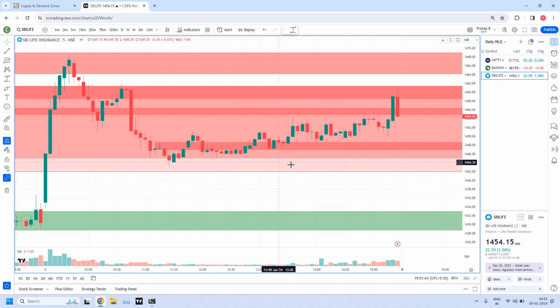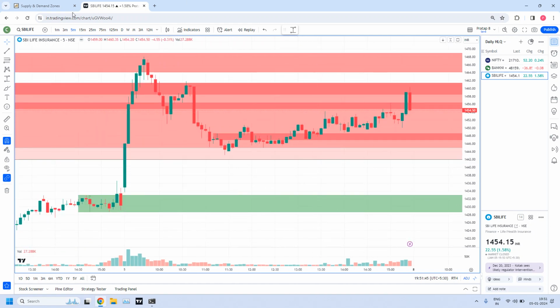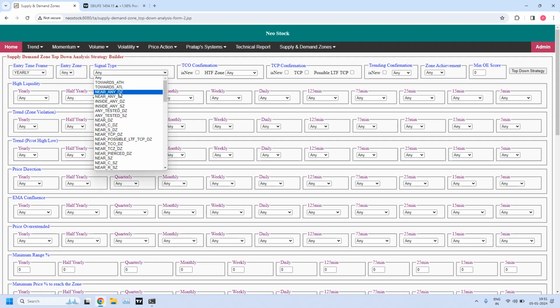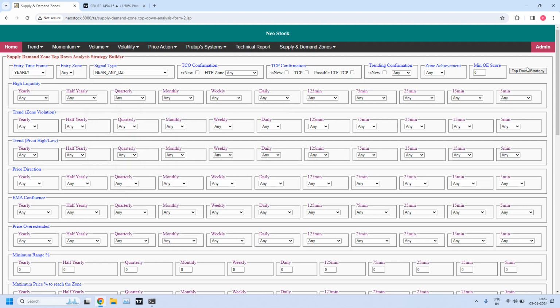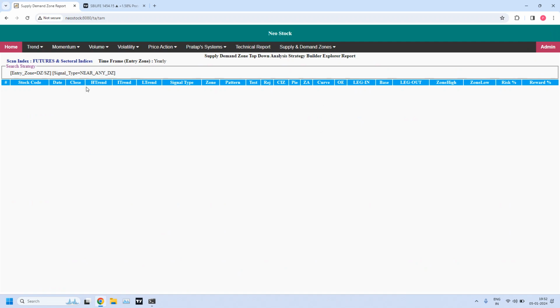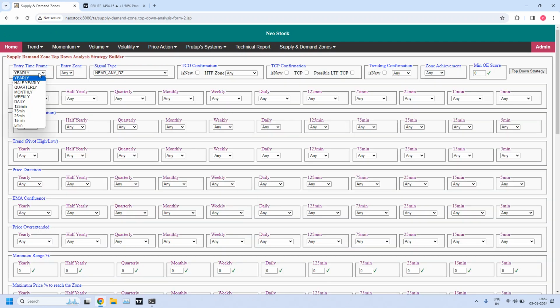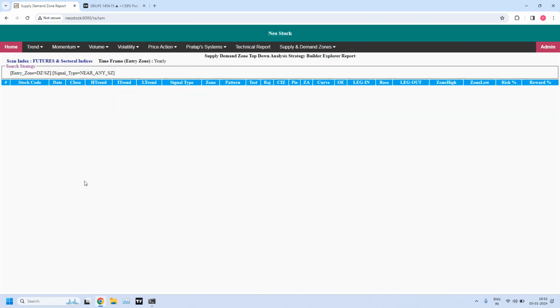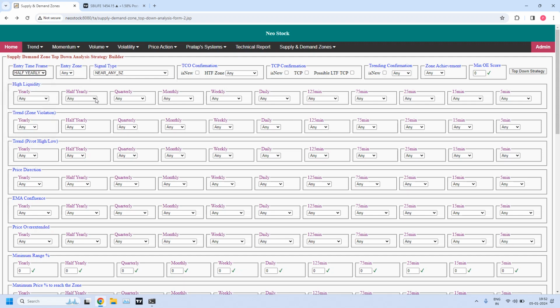Now, let us generate demand and supply zones for all the time frames, starting from yearly time frame. Entry time frame is yearly. Let us find the stocks near yearly demand zone. No stocks are identified. For yearly time frame, let us find the stocks near yearly supply zone. No stocks are identified. Let us change the time frame to half yearly time frame.